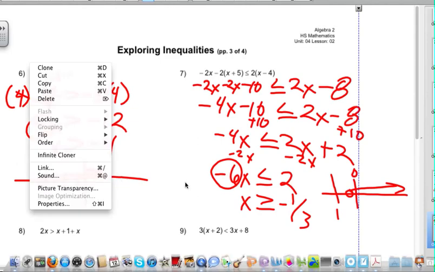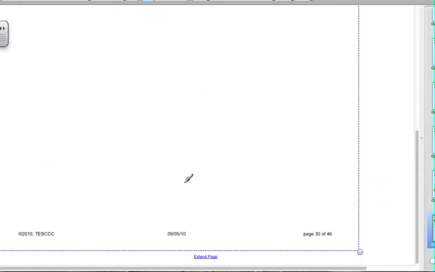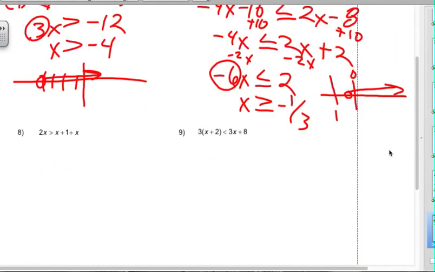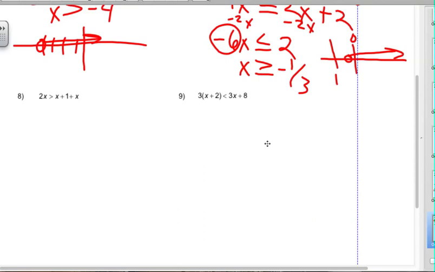Okay, number 8. Alright, I don't have any fractions to clear, but I can simplify, so I have 2x is greater than 2x plus 1. So I subtract 2x. This becomes 0 is greater than 1.